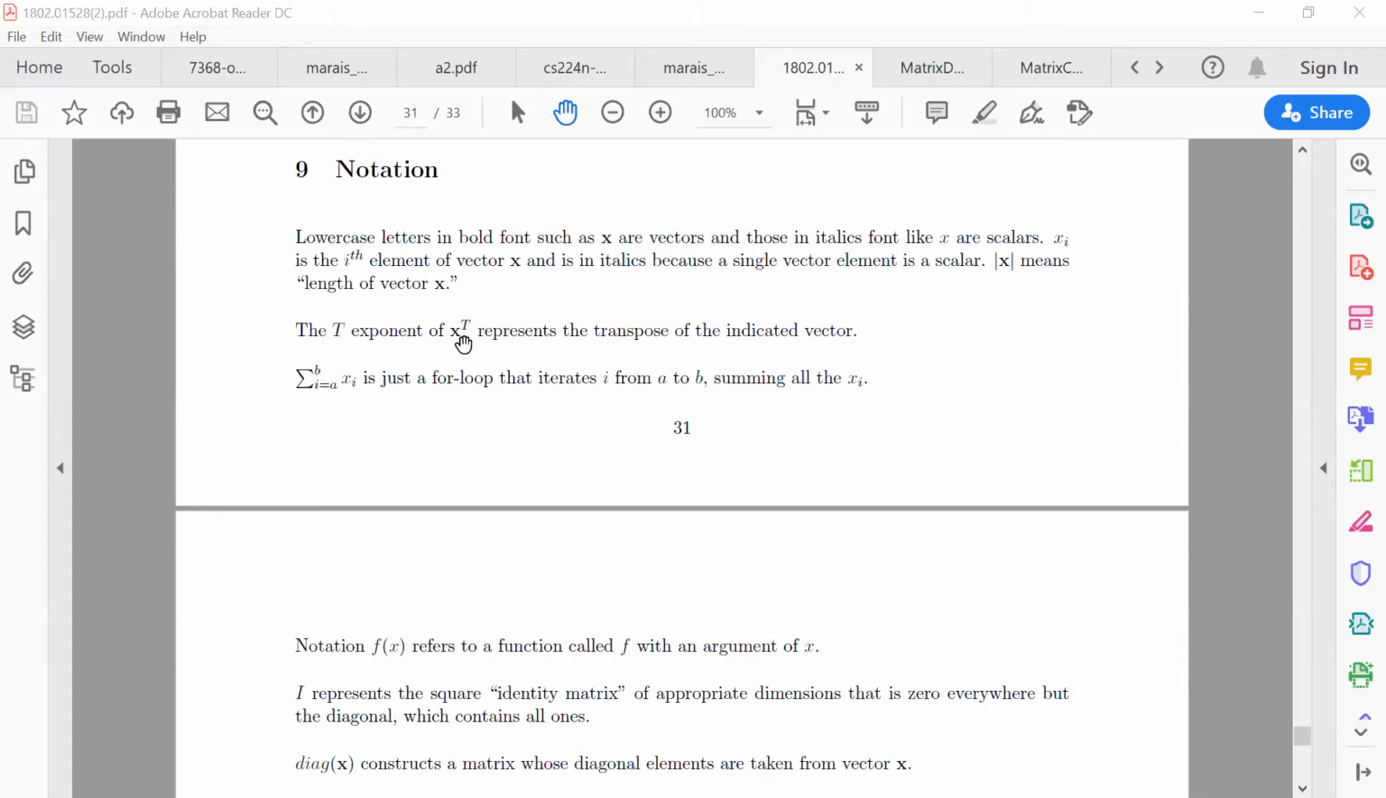Okay, whenever you see an exponent t, that's the notation that means the transpose of the vector. What is the transpose of a vector? Well, when we talk about vectors, almost always in neural networks, we mean a vertically arranged vector, arranged from top to bottom like that. So what is the transpose of a vector? It just means to flip it and organize all the elements of the vector horizontally.